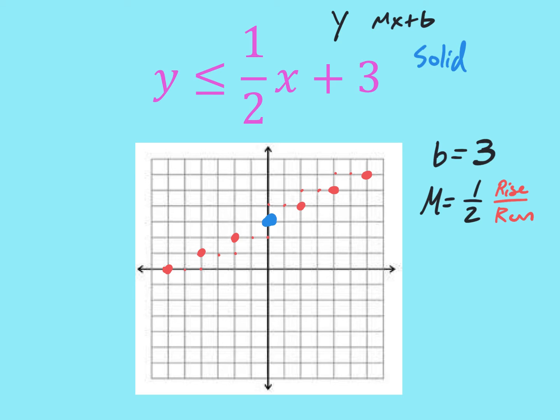And those dots have created our what? Our line. Now, we said what kind of line was this? Solid. So, that means that we need to just connect it all the way through. And that would be the line our inequality makes.